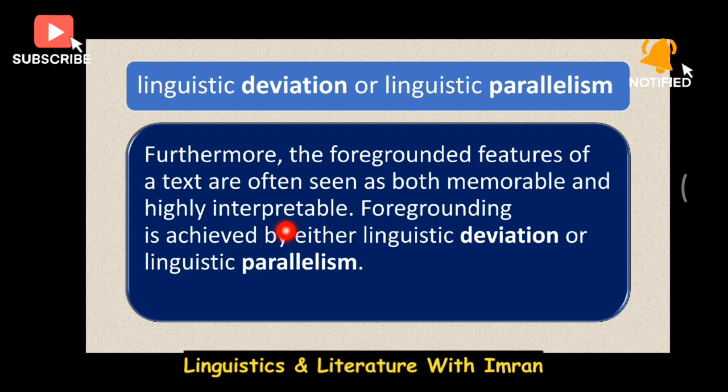And this foregrounding happens through what? Through deviation, right? So they are highly interpretable and they are memorable. Foregrounding is achieved by either linguistic deviation or linguistic parallelism. So how do we achieve foregrounding in a text, in discourse? Either through linguistic deviation, where certain structures are deviated, in an unusual, uncommon form, not the common one, so the standard norms of a language are broken, or through linguistic parallelism, where there might be parallel structures, and certain structures are repeated several times.